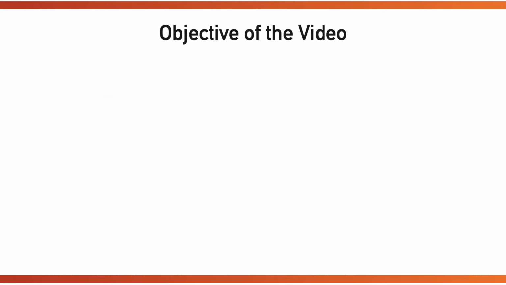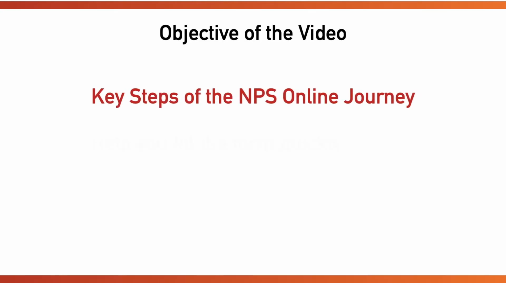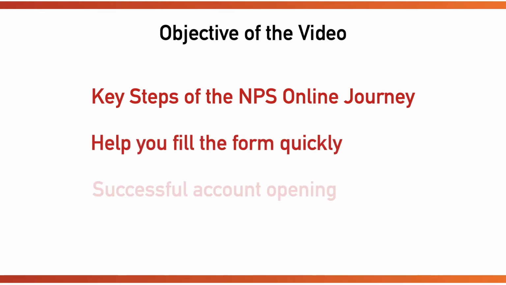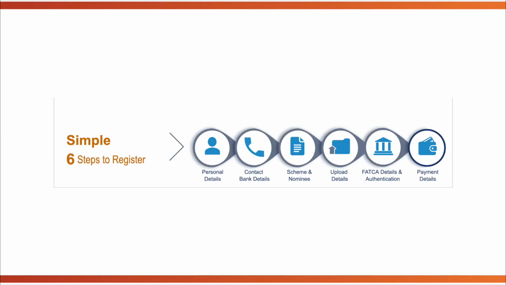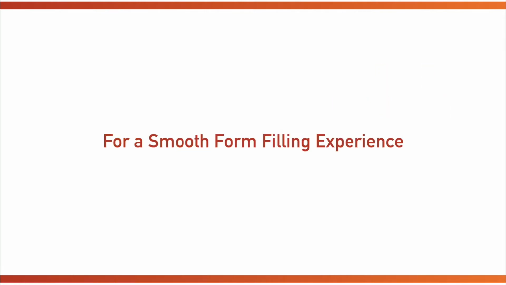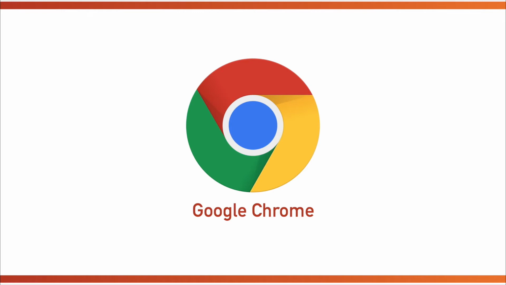The objective of this video is to take you through the key steps of the NPS online journey, help you fill the form quickly, and ensure that you're able to open your NPS account successfully. The NPS application form has 6 steps to register, like personal details, bank and contact details, scheme and nominee details, your KYC, your FATCA details, and your payment details. For a smooth application form filling experience, we recommend that you use Chrome browser.